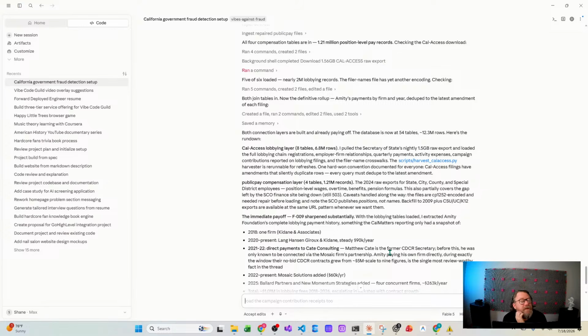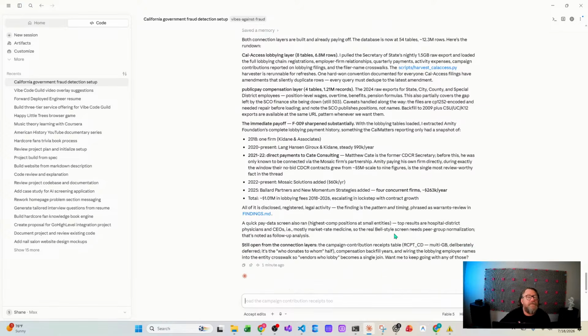Cal Access filings have amendments that silently duplicate rows. Shocker that the state has shitty technology. It's a real shocker. Very hard to believe that. Public pay compensation layer, 4 tables, 1.2 million records. Position level wages, overtime, benefits, and pension formulas. All right, let's go. Let's figure out who's getting all this money. Publishes positions, not names. I'm sure we can figure out the names.